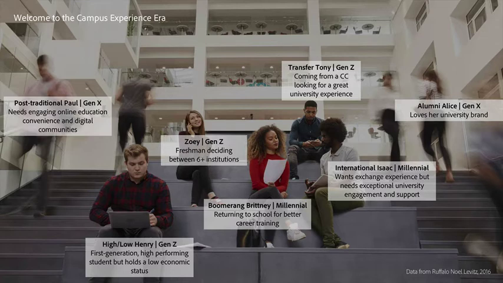Maybe Zoe, who's a freshman deciding between 6+ institutions, and this is one of the main factors of decreasing yield, is that you may have multiple students that are accepted to your institution, but do they actually enroll in courses? It's become easier and easier for today's freshmen to apply to multiple institutions. And when doing so, they may be accepted to multiple institutions as well.